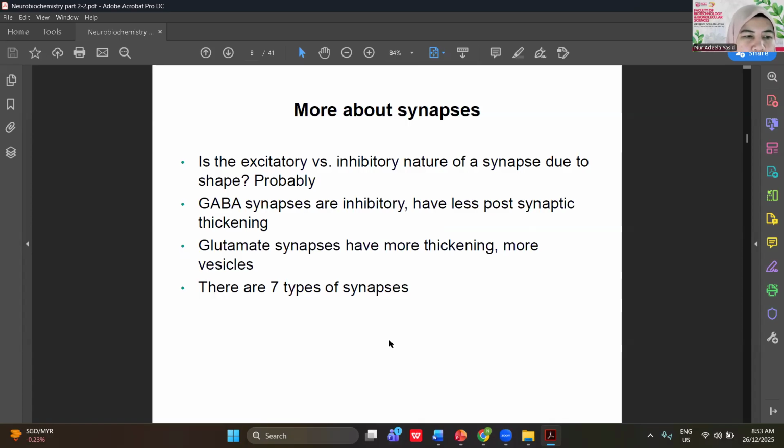We also have the glutamate synapse. This is an example of an excitatory synapse. It features more postsynaptic thickening and contains more vesicles. There are 7 types of synapse altogether.